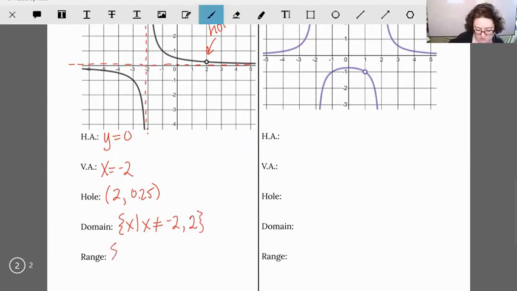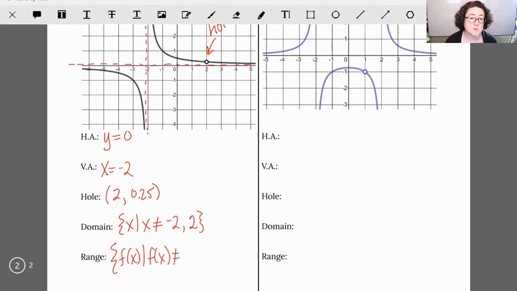For our range, f of x or y values, what can we not equal? Well, our horizontal asymptote, y equals 0, means we can't cross that line, so we can't be equal to 0. But what other y coordinate can we not use? Yeah, 0.25, or about 1/4.